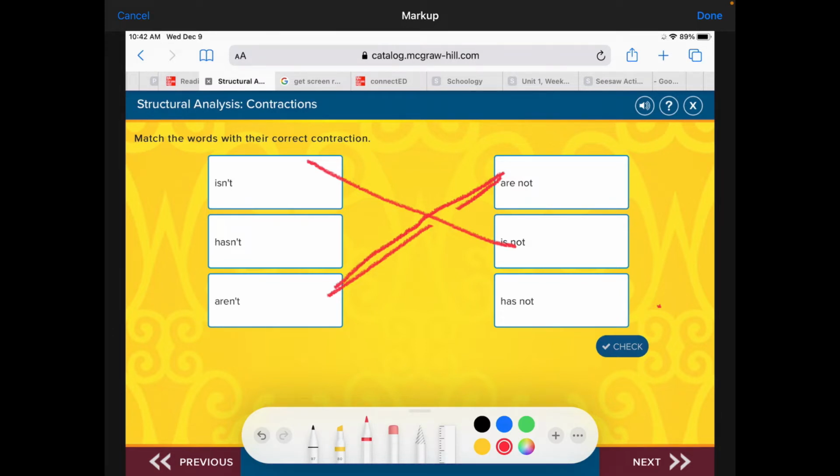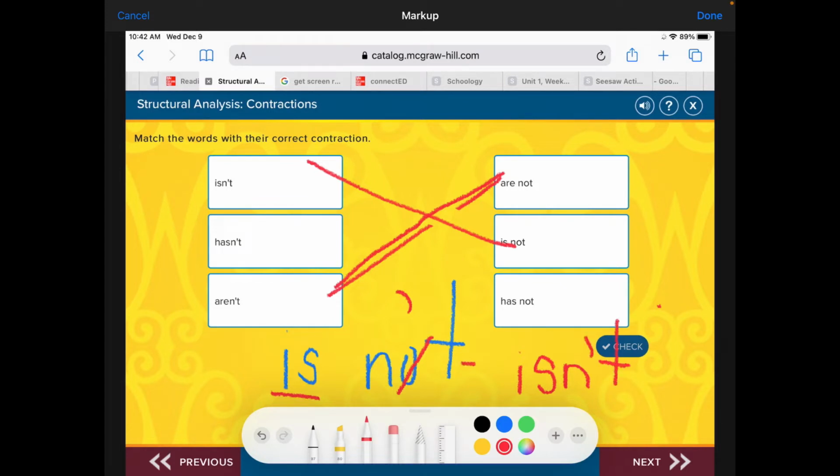Now let's take a look at how I would change the spelling from is not to isn't. Isn't. Remember I told you we leave the first word alone. So I need to have all the letters in is. Isn't. We do not hear the O. I omit the O and replace it with an apostrophe. Isn't. Is not becomes isn't. Let's try one more.